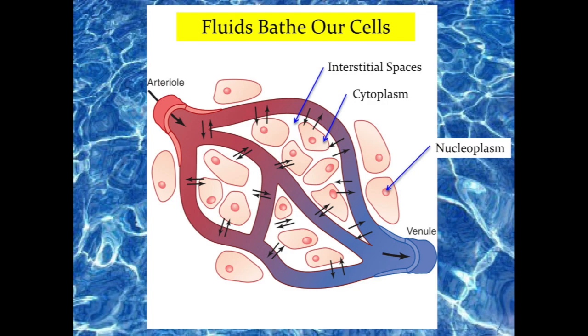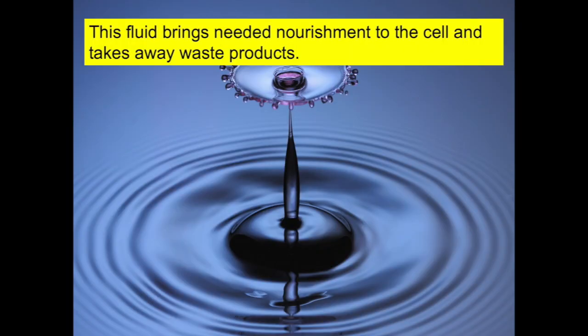The arteriole, I teach in other courses, is where blood pressure throughout the whole system is controlled. By either tightening or loosening the arteriole, we can raise blood pressure or lower blood pressure. Notice that there is an exchange as we go further to the right in this diagram between the interstitial spaces, the spaces between cells, the cytoplasm, and even the nucleoplasm. There's constantly a cycle going back and forth. This fluid brings nourishment to the cell and takes away waste products.